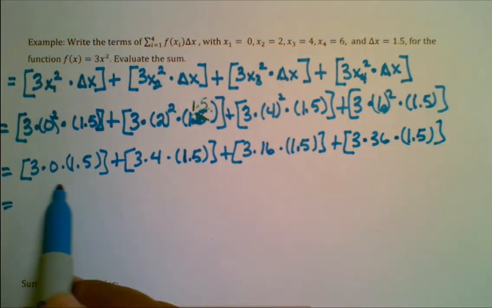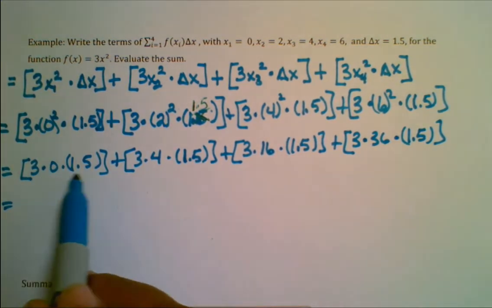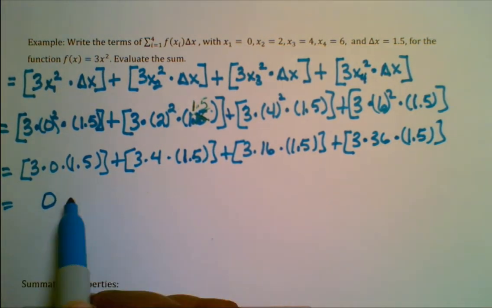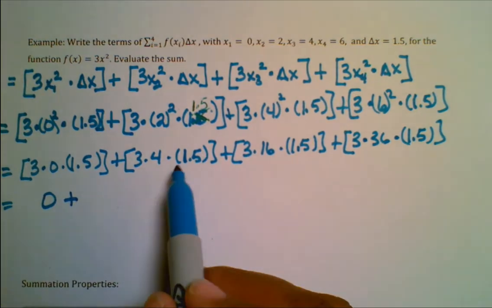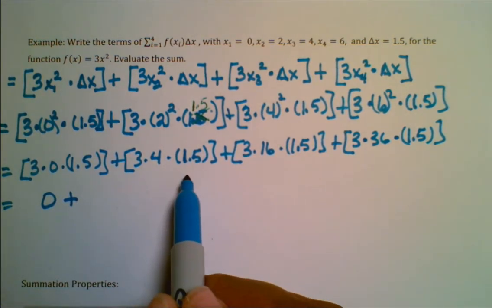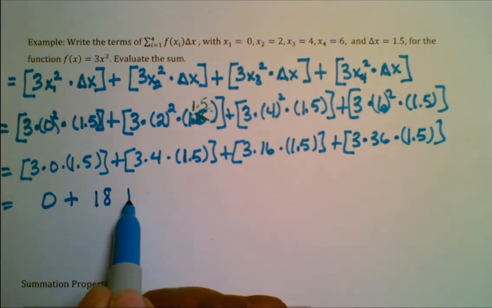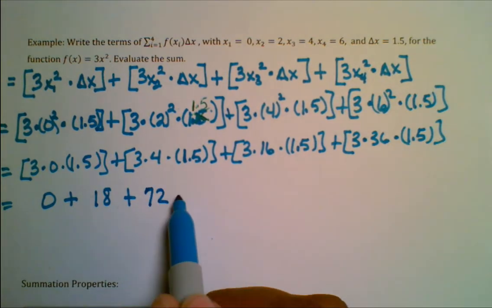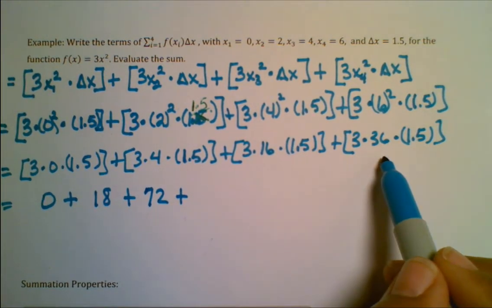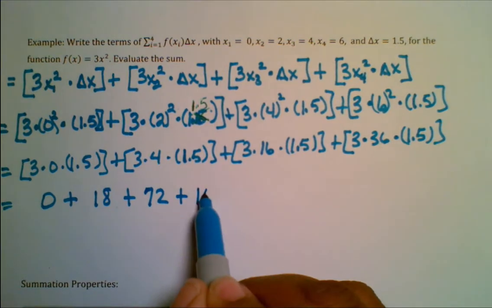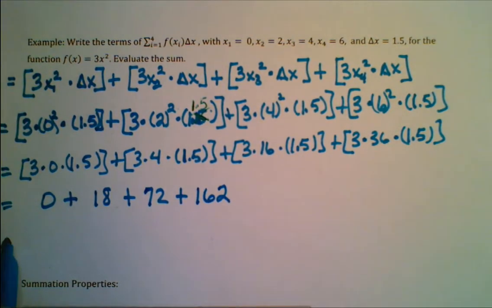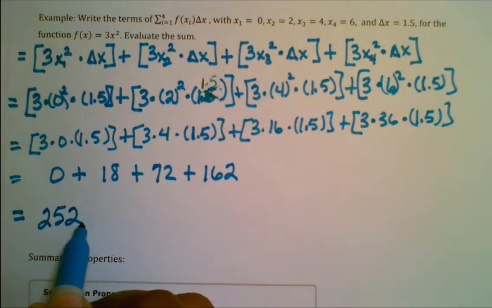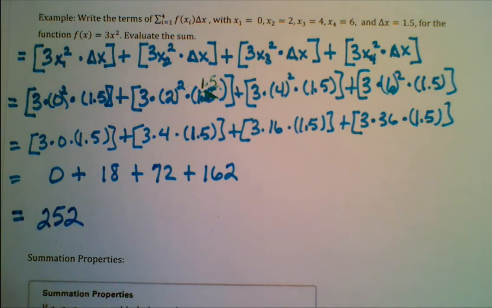And we know the first term, the first bracket here, because 0 is a factor, it makes the whole thing 0. Plus the next one we have here, that's 12 times 1.5, which gives us 18. Plus 3 times 16 times 1.5, that is 72. And then 3 times 36 times 1.5, that's 162. And then we have a value of 256. There we go.